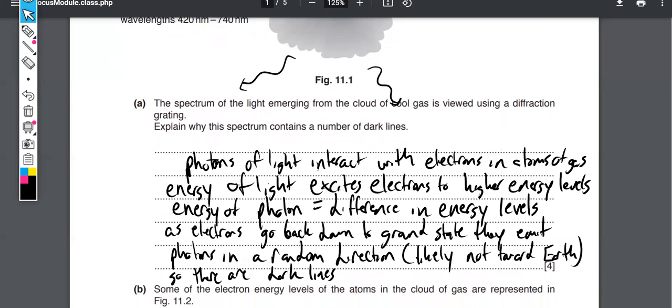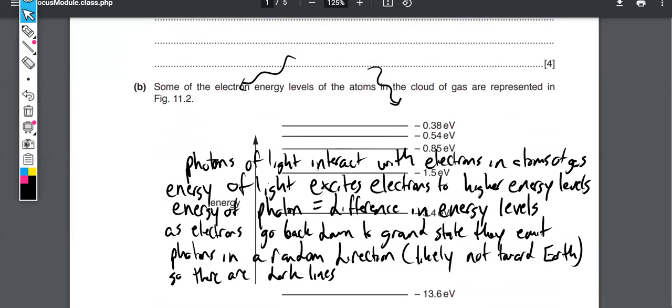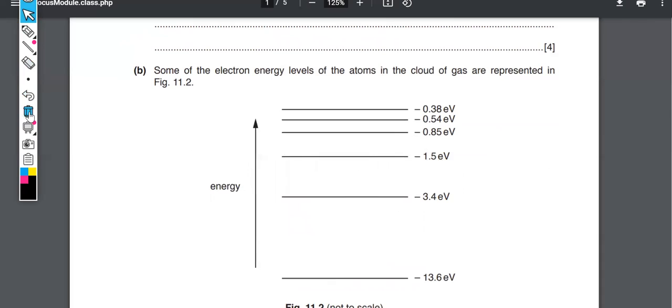The question goes on to give us a little figure here that we'll come back to. It says some of the electron energy levels of the atoms in the cloud of gas are represented in figure 11.2. Now, you all should probably recognize these values, especially the 13.6, as some energy levels in the hydrogen atom. 13.6 was the magical value that the universe had to cool enough to drop below that ambient energy to where recombination could occur, right?